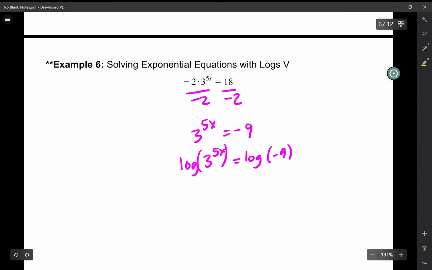All right, anybody see a problem right here? We can't take the log of a negative number, right? You cannot take the log of a negative number. So right off the bat, this does not exist. Backing up, we should have noticed right here that something was weird.